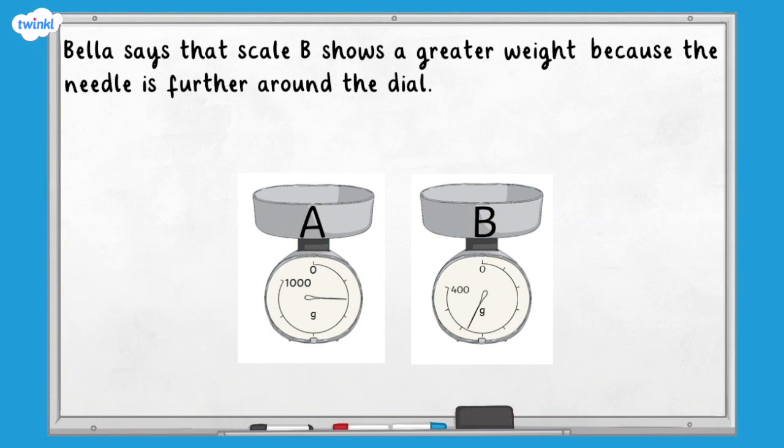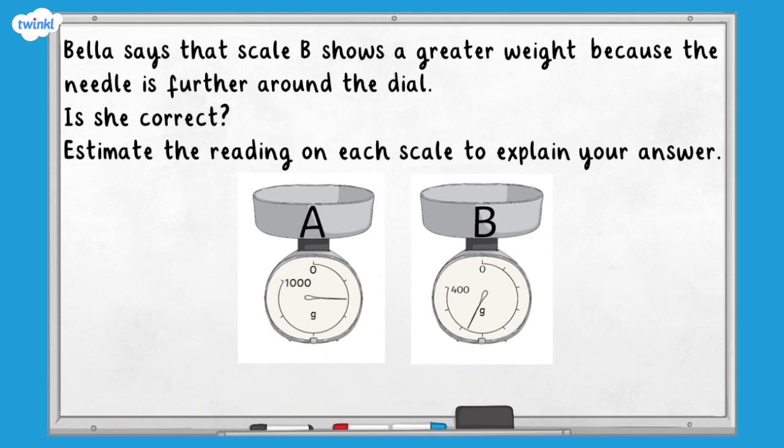Now let's take a look at estimating on a number line when it's on measuring equipment. Bella says that weighing scale B shows a greater weight because the needle is further around the dial. Is she correct? Use your estimation skills to read the weight shown on each scale to explain your answer. Pause now while you answer the question.